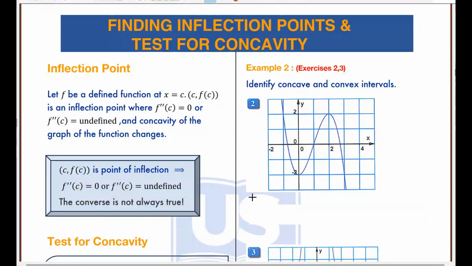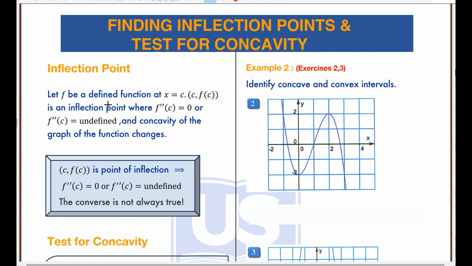Hello everyone. In this video I will make an introduction to the second section: second derivative test for concavity and finding inflection points. Okay, what is an inflection point? An inflection point is a point where the function changes its concavity. It changes its concavity from concave to convex or convex to concave.